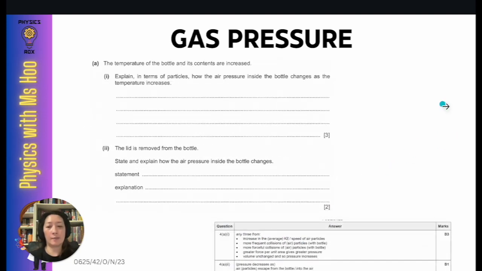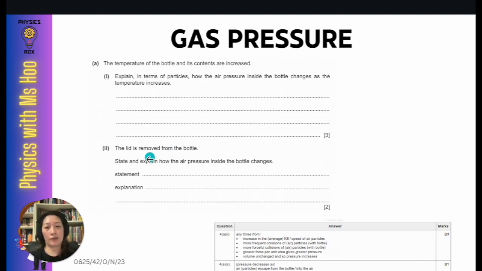So here's another example of a question taken from the Winter 2023 paper. The temperature of the bottle and its contents are increased. Explain in terms of particles how the air pressure inside the bottle changes as the temperature increases. So this one is also a relationship question where they ask students the relationship between temperature and pressure. Similar to the previous question, you can mention any of these, but this time it's a 3-mark question, so you do need to make sure you mention at least 3 of the following.